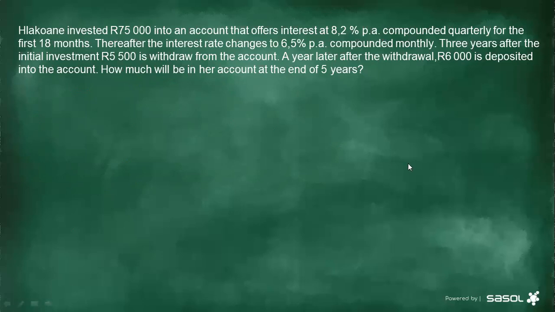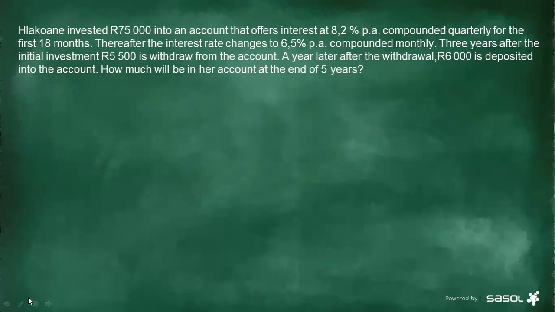3 years after the initial investment, 5,500 is withdrawn from the account. A year later, after the withdrawal, 6,000 is deposited into the account. How much will be in her account at the end of 7 years?